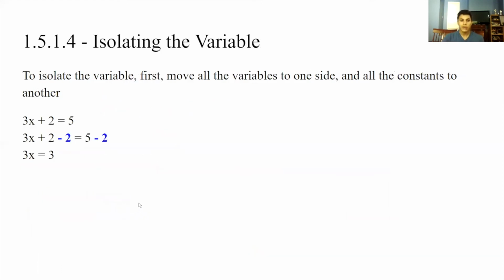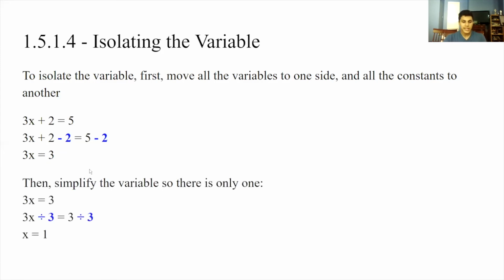Then we talked about how to actually use all these techniques to isolate a variable. So the first step to isolating a variable is moving all the variables to one side of the equation and all of the constants to the other, so you can simplify it down from there. So we had this equation 3x plus 2 equals 5. We subtracted 2 to get rid of the plus 2 on the left side. So we ended up with 3x equals 3. And we got the variables all to one side and the constants all to the other.